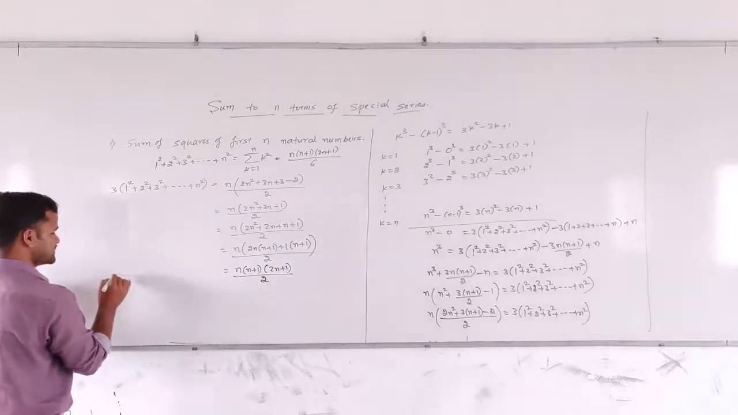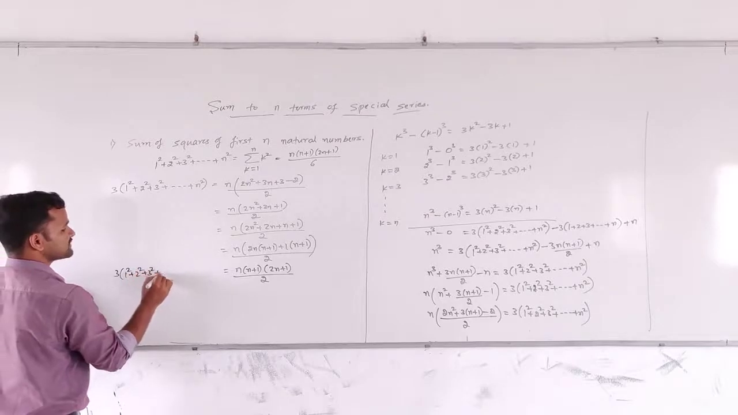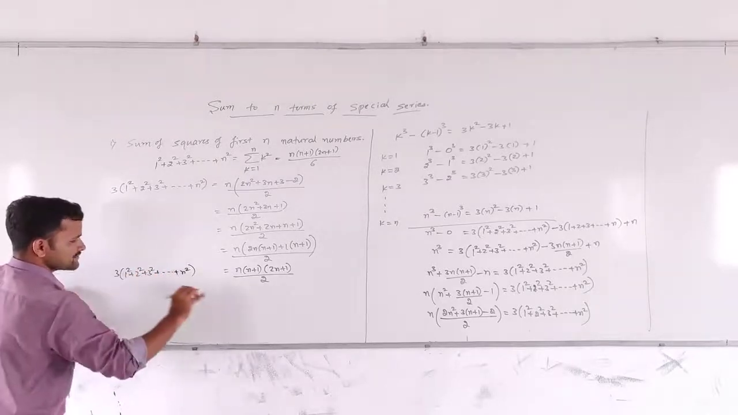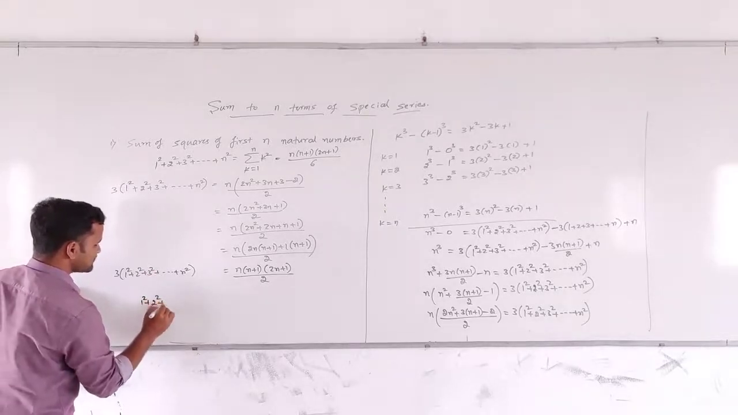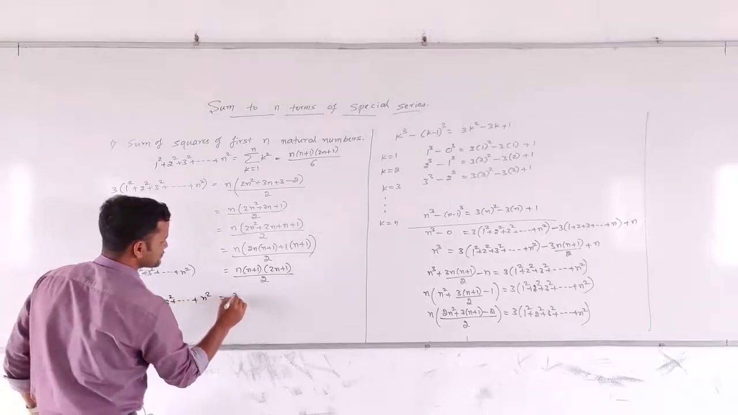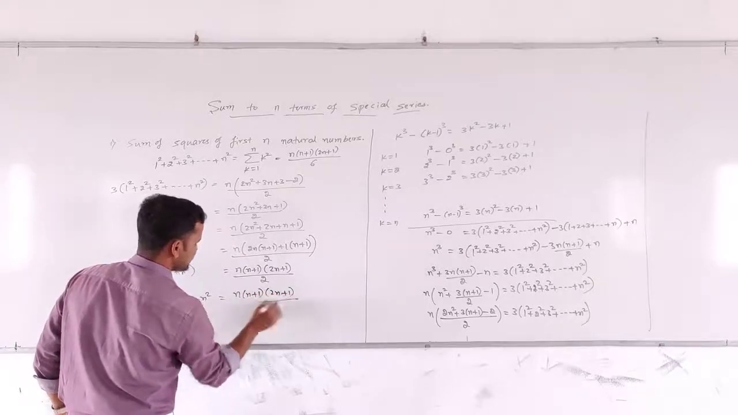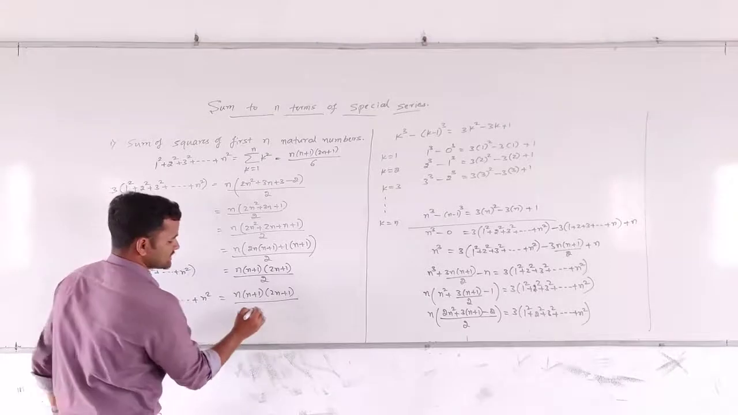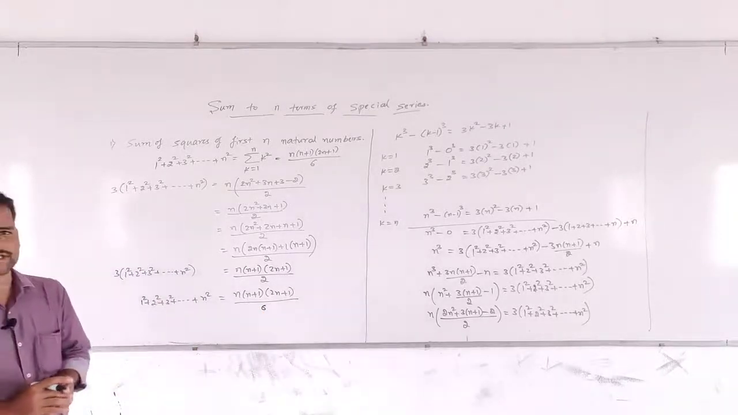This is what? This is 3 into 1 square plus 2 square plus 3 square so on up to n square is equal to that. The 3 you send to the right hand side, we have 1 square plus 2 square plus 3 square so on up to n square is equal to n into n plus 1 into 2n plus 1 divided by 3 into 2. It comes to the right hand side, 3 into 2 it becomes 6. This is the sum of squares of first n natural numbers.